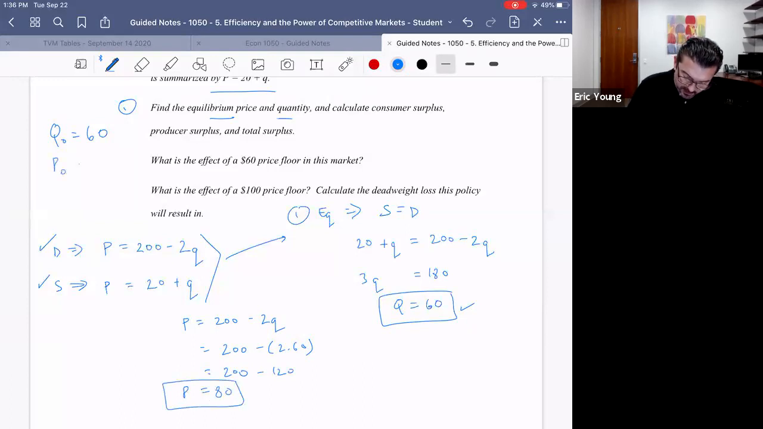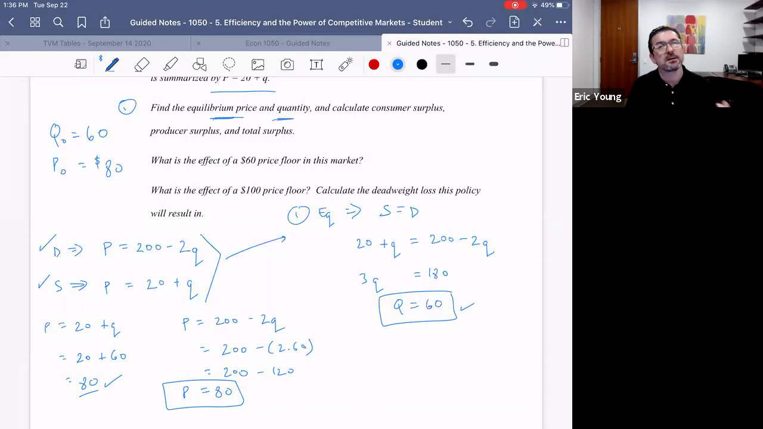And now we have our equilibrium price of 80. If you're really, really uptight and you want to triple check this, let's dump this Q equals 60 into our other formula. P equals 20 plus Q equals 20 plus 60 equals 80. And yep, we confirm. So, all right, good stuff. We have equilibrium quantity of 60, equilibrium price of 80. Equilibrium price, quantity, done. Now let's move on to putting these in a graph and identifying and calculating consumer, producer, and total surplus. Let me make some room here.